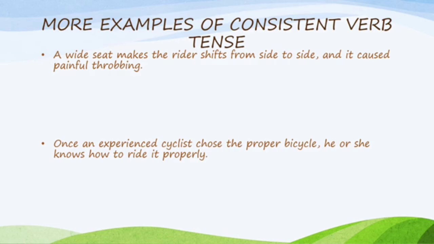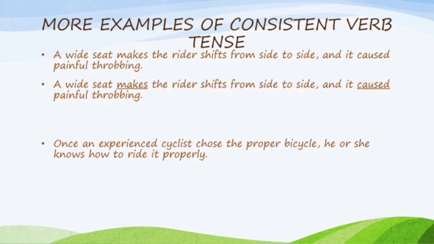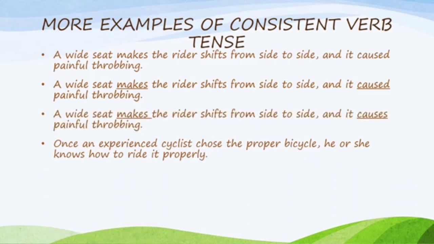Now, let's see this. So we realize that in this first sentence, we have two verbs that cause inconsistencies. Makes in the present and caused in the past tense. So these two have made the sentence inconsistent. Now, our task is to correct the sentence. And it should become like this.